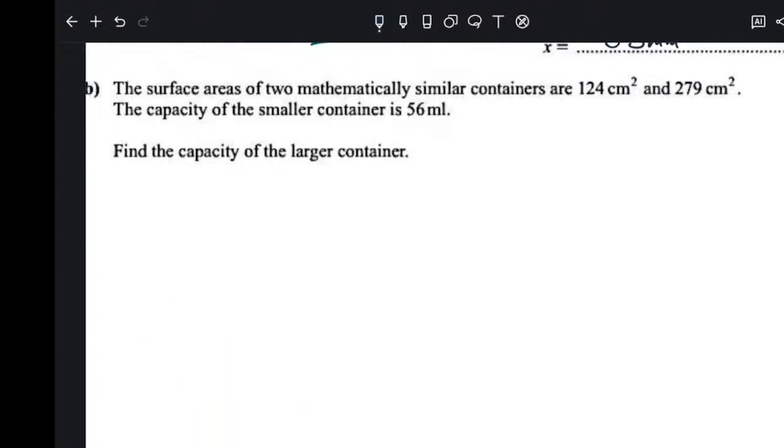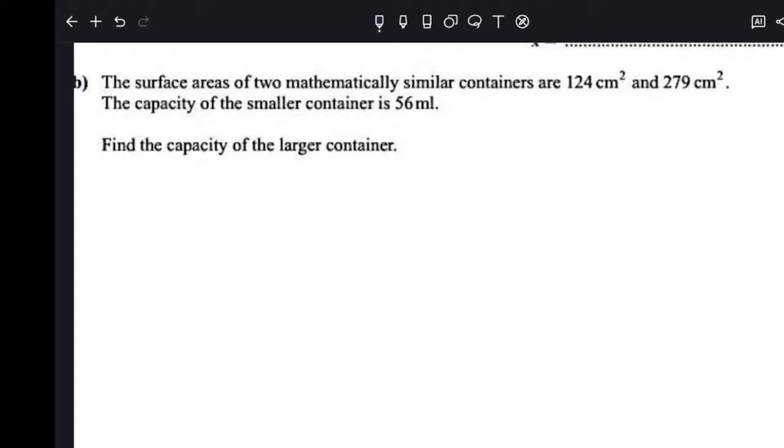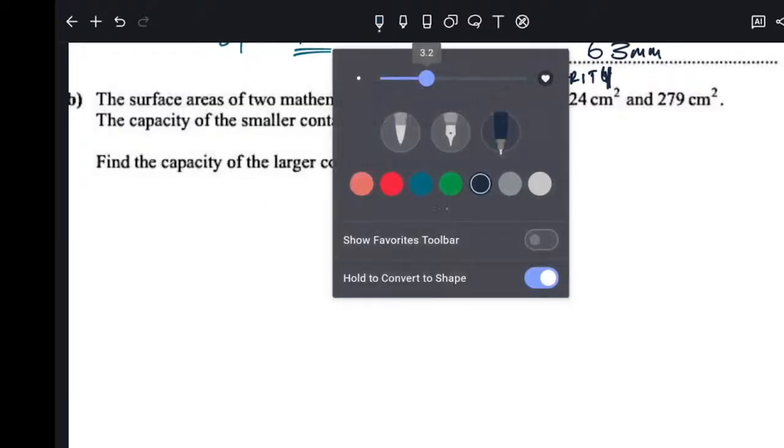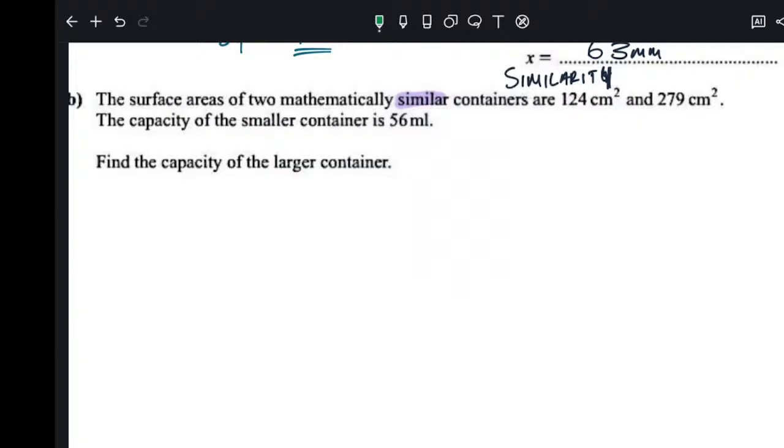Question number 2. The surface areas of two mathematically similar shapes. Hey, you are in an exam, you see the word similar, you say, sir told me we are dealing with similarity. So when you're dealing with similarity, you should know in first step, what have you been given for both shapes? Here they've told you the surface areas. So you've been given areas, so you're going to be dealing with area factor. Listen closely here. So you're dealing with areas. Oh, so I've been given 2 areas.